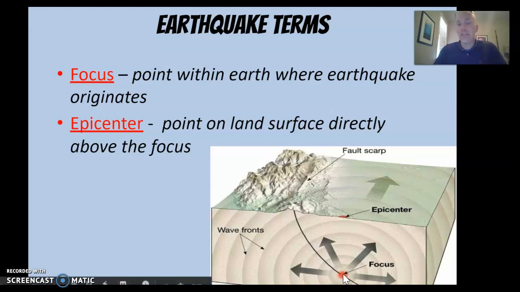The thing is, no one feels it at the focus because no one lives at the focus. People don't live underground. They live on the surface of the earth. So the people that would feel the biggest effect from the earthquake are the people directly at that spot on Earth above the focus. The name for that place is the epicenter. A lot of times people think of the epicenter as where the earthquake occurred. Remember, where the earthquake occurred is directly below the epicenter.